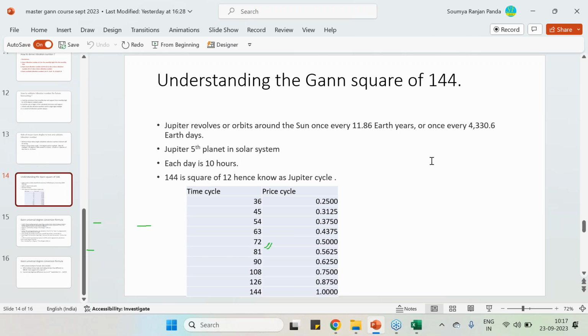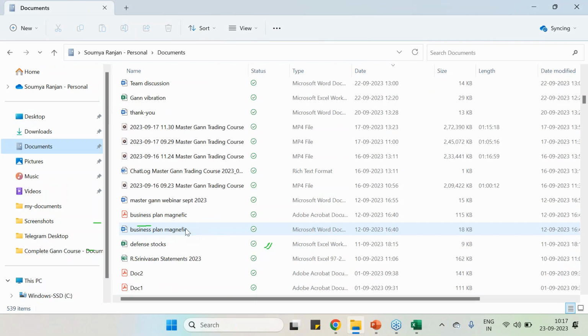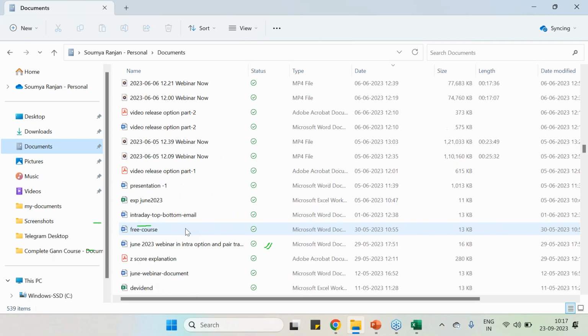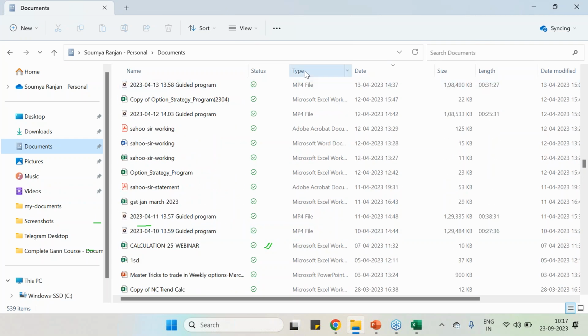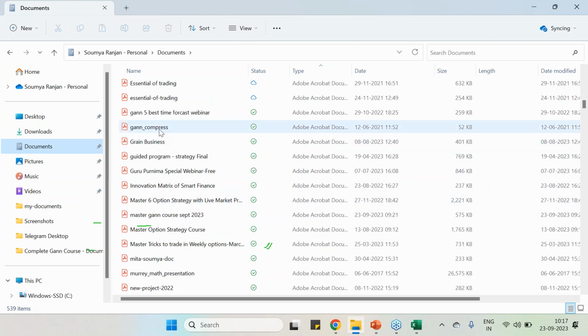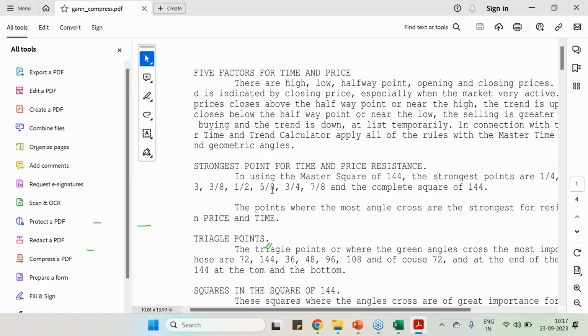Gann has not spoken a single word out of mathematics. I have shown you one literature, though it was typed by someone else. But think about that literature, what it speaks. Very, very important things it speaks about. Square of 144. It is telling about what? 1/4, 3/8, half, 5/8, 3/4, 7/8.